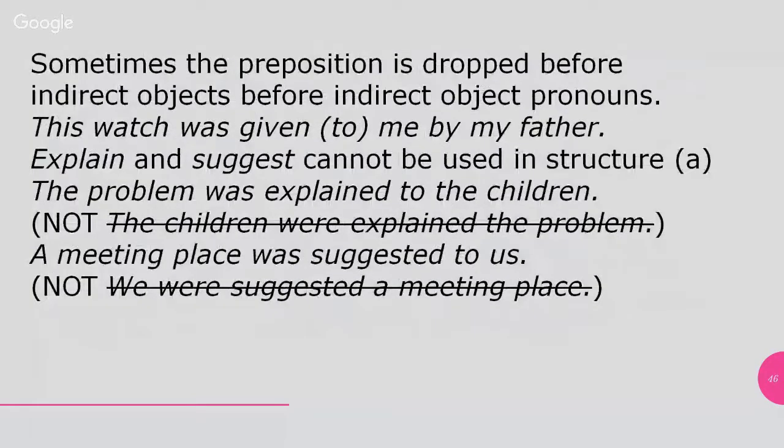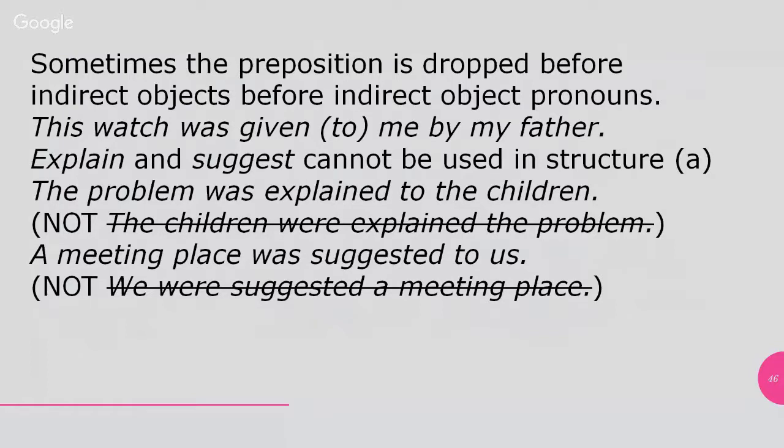Sometimes the preposition is dropped before indirect objects and before indirect object pronouns. This watch was given to me by my father. Explain and suggest cannot be used in structure A. The problem was explained to the children. The children were explained the problem cannot be said.